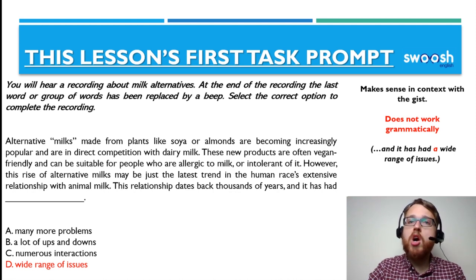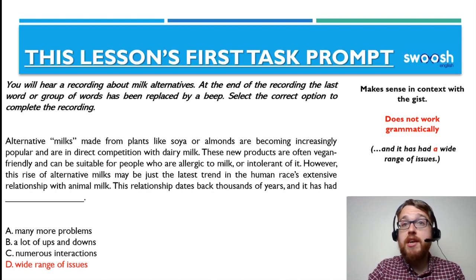What's missing? The article a. We need to have the article a in this case. We would say this relationship dates back thousands of years as it has had a wide range of issues. The fact that it is missing means there is a grammatical clue there to it not working, therefore eliminating it as a correct answer. So once again, B is correct.